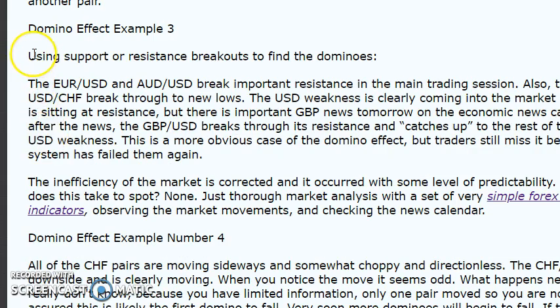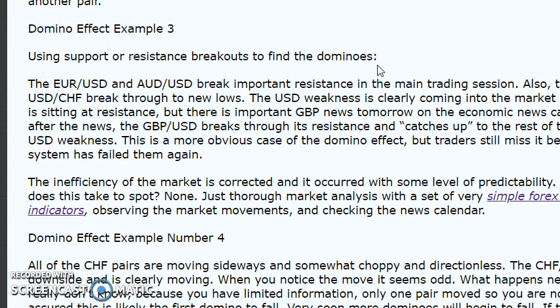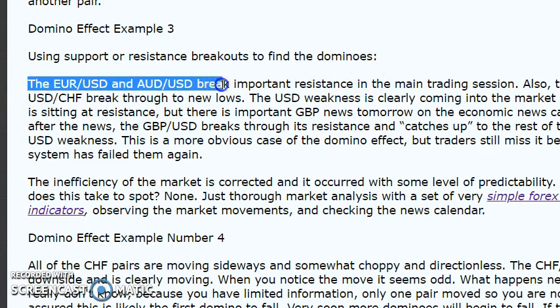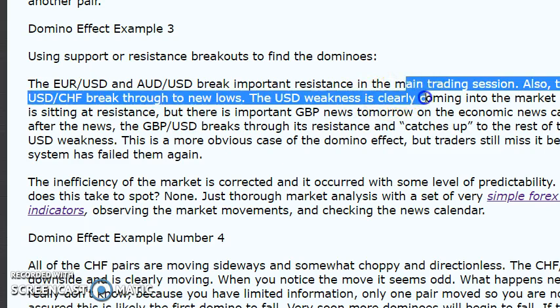You can also use support and resistance breakouts to predict what pairs are going to start moving next. So let's say the Euro USD and the Aussie USD are trading sideways, and the market is a little bit choppy. Then all of a sudden the Euro USD and Aussie USD break out of important resistance areas in the main trading session. Well, the USD weakness is coming into the market on several pairs, like 4 pairs in this example.